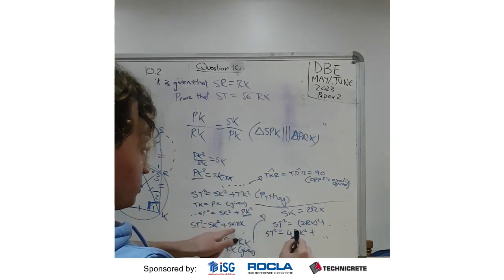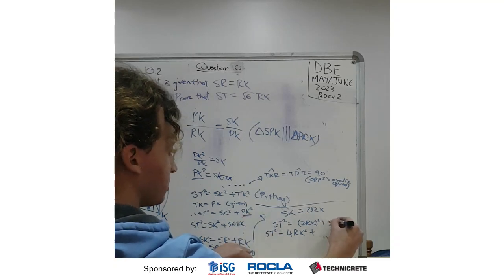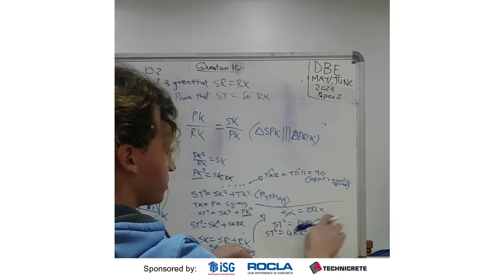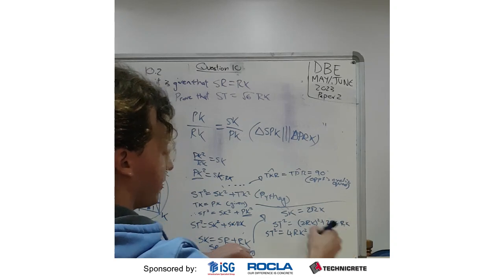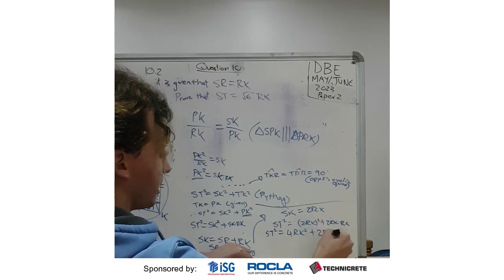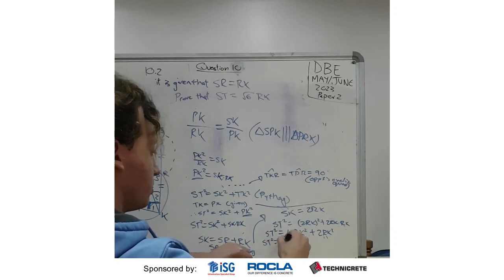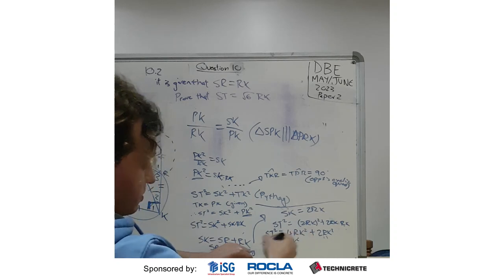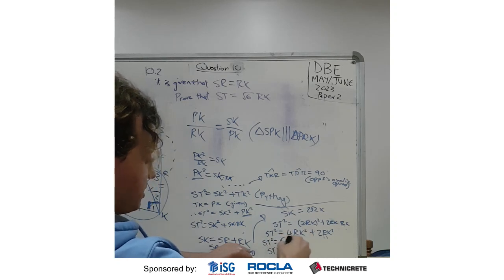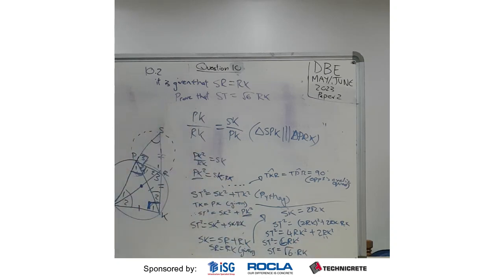So when we exchange that SK for 2RK, over here it becomes 2RK times RK. In other words, 2RK squared, which means ST squared is equal to 6RK squared. Square root both sides. ST is equal to the square root of 6 times RK. We have proved what they wanted us to prove.